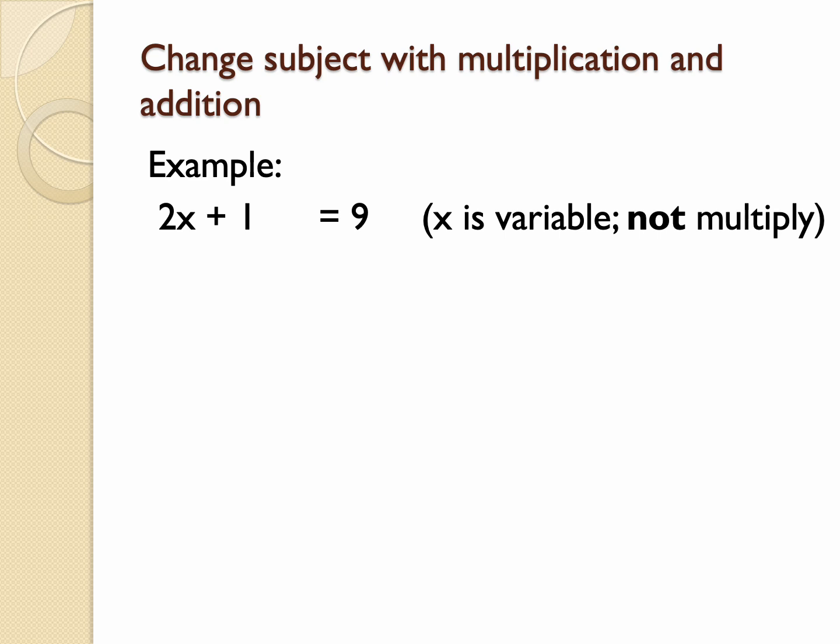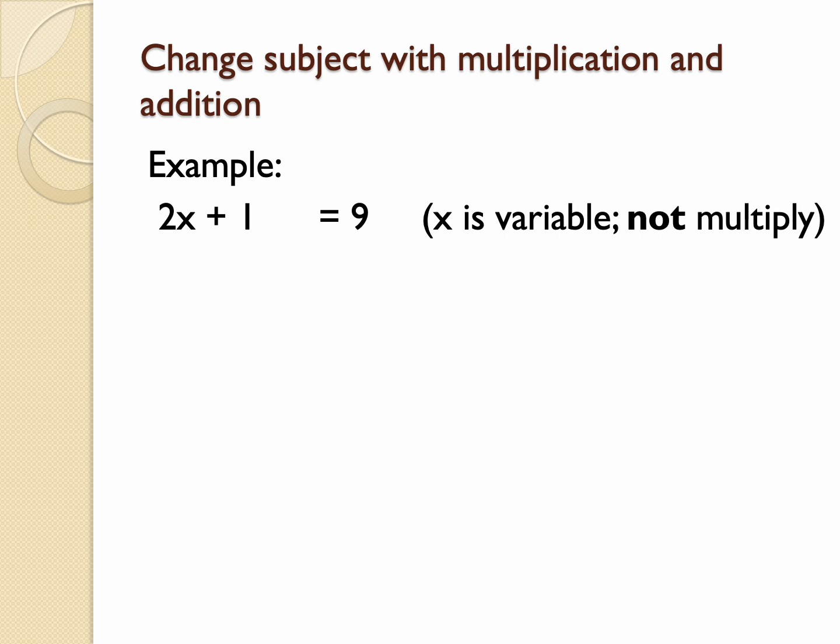Now in the previous examples, before it was made the subject, the variable x was either being multiplied or only being added to something else. Now what if both these operations are happening in the same example? And that's what is represented here. So in this one, 2x means 2 times the variable x. Here we are using a lowercase x to represent a variable. And then it is added to 1. So 2x plus 1 equals 9.